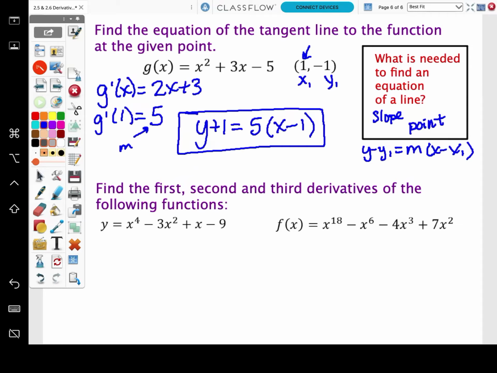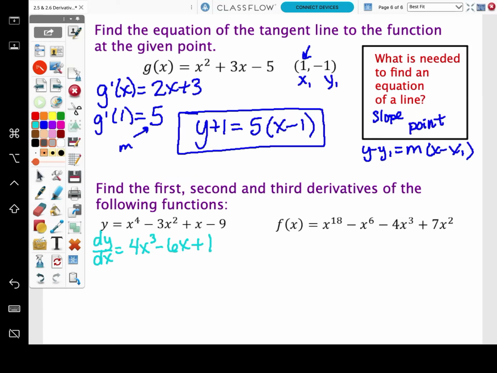All right, here's a super fun thing at the bottom. Find the first, second, and third derivatives. Oh goodness, doesn't that sound like a great time? Of the following functions. Truly, it is super easy. So let's find first derivatives. We already know how to do those. So our first function y, first derivative is dy over dx, 4x cubed minus 6x plus 1.